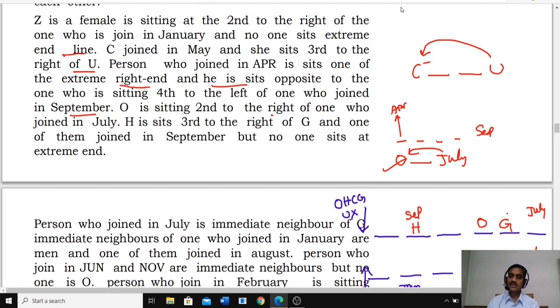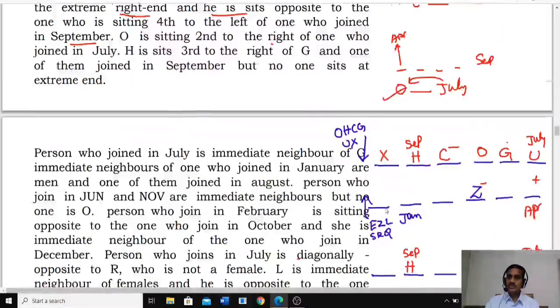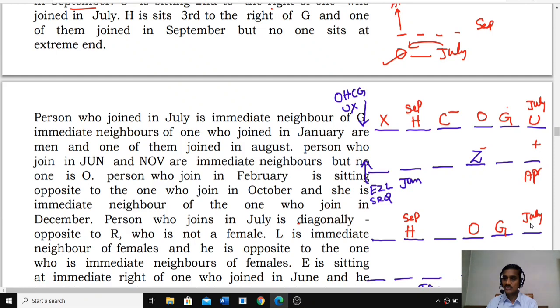Now tell me, between U and C, if U is here, 1, 2, C can be here. U cannot be here, hence the only possibility is U is here and C is a female. Then who is the person left over here? X is the person left over. Then U and C. Here also U must be in the month of July. And C is here. Now C is a female. Done with this. Then the person left over is X. Then who are the persons here? X, H, C, O, G, U are the persons we have.